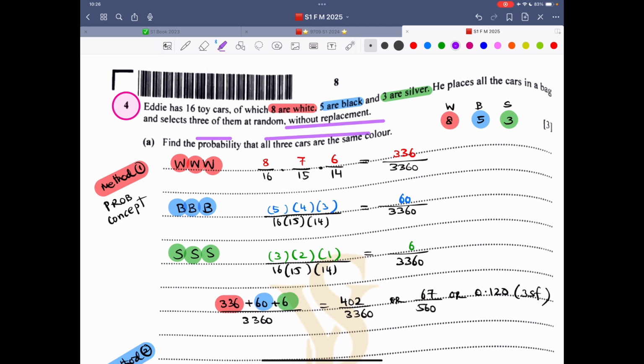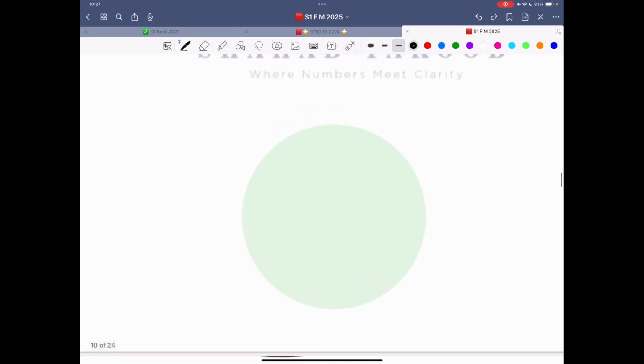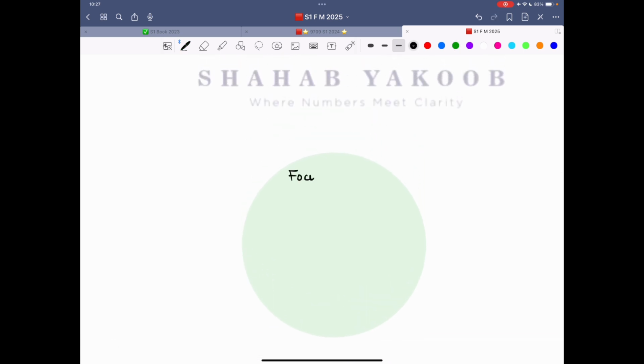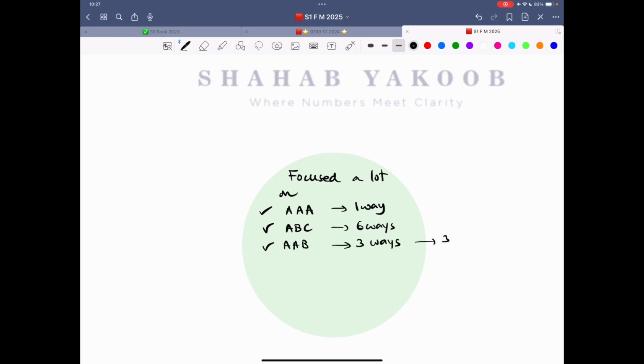So now in this particular paper, let me share my observation with you. That observation is that they have focused a lot on this arrangement thing. Like triple A can be arranged in one way, and ABC can be arranged in 6 ways, 3 factorial. And if we have something like AAB, it can be arranged in 3 ways, because that's 3 factorial divided by 2 factorial for the A's.